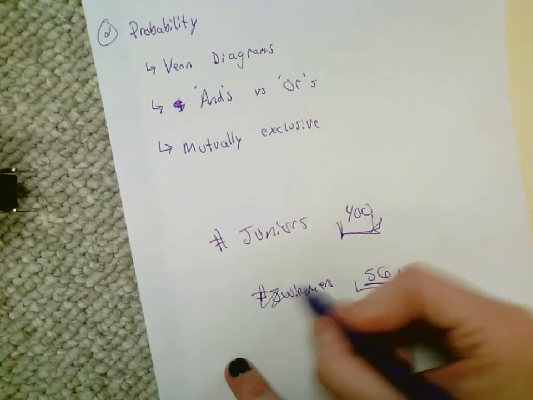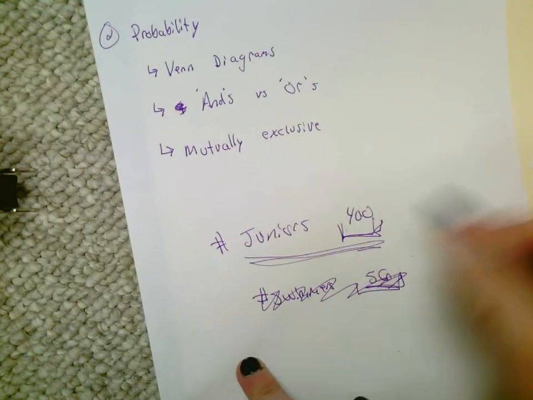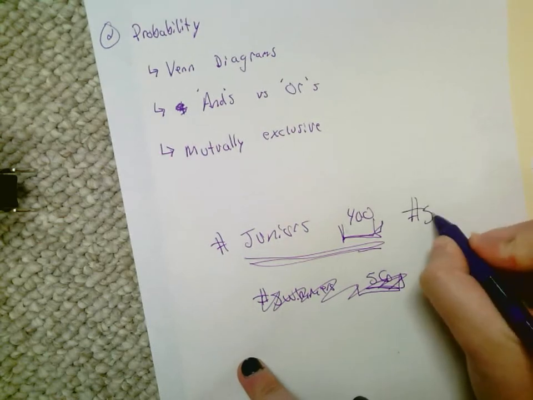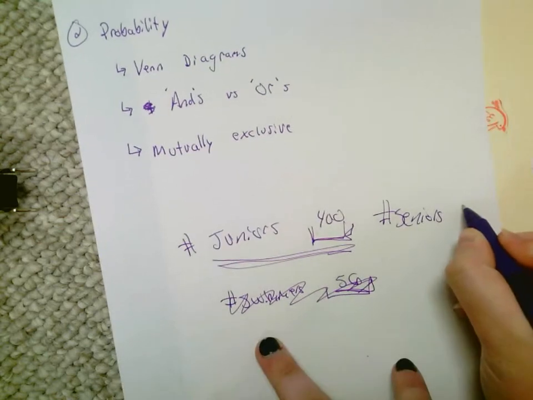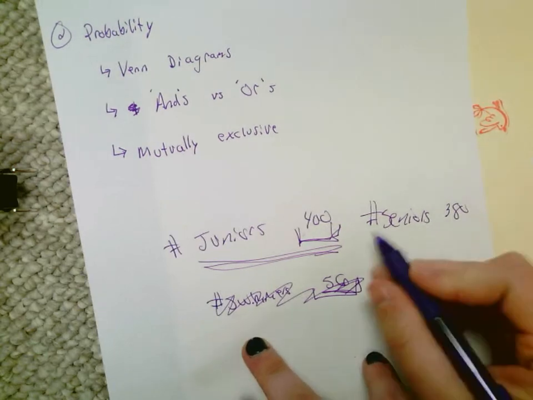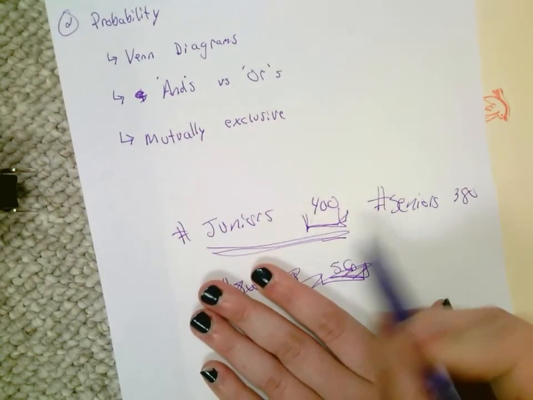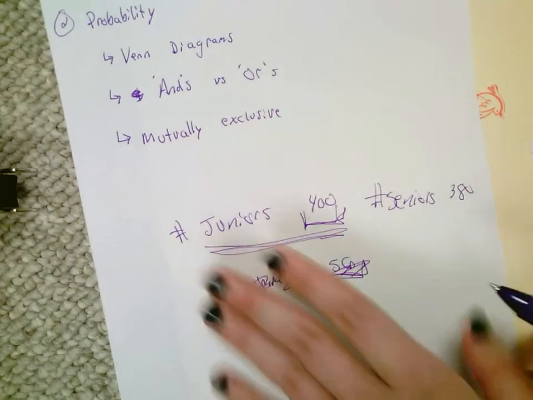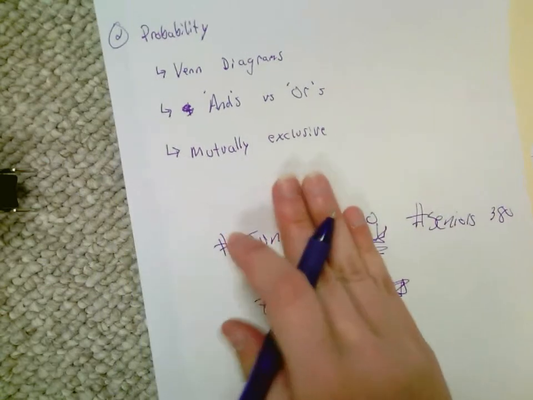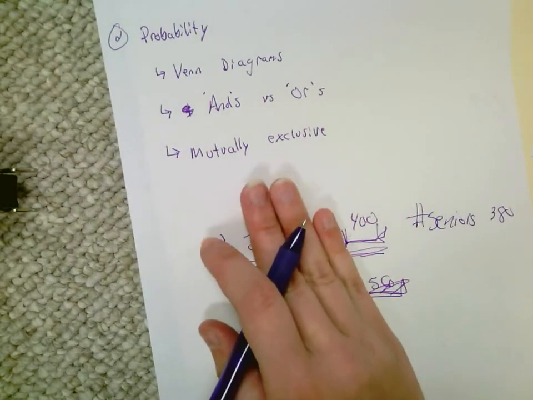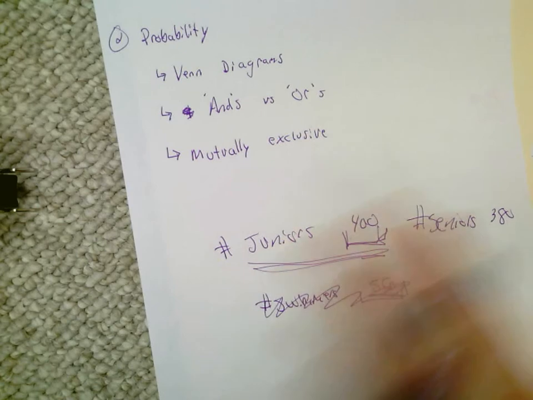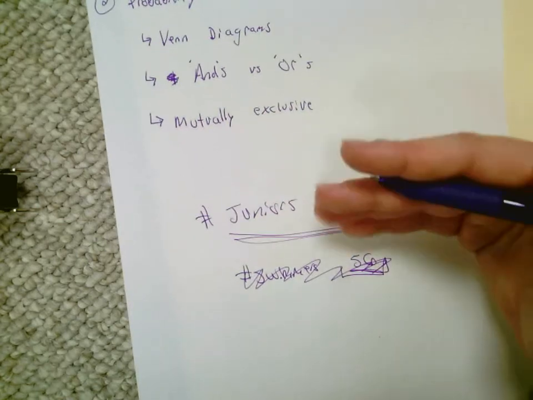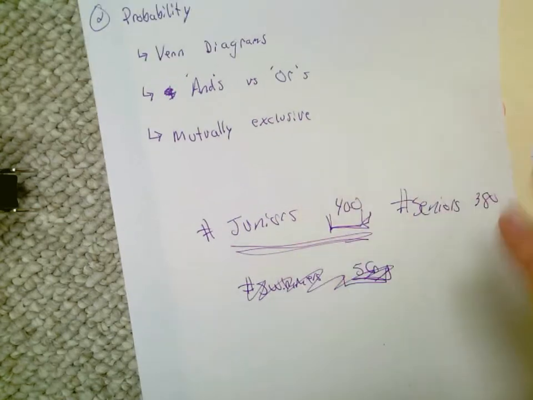But if I said, how many juniors do I have, and how many seniors do I have? Let's say 380, okay? These two events, juniors and seniors, are mutually exclusive. You can't be a junior and a senior. It's just not possible. So mutually exclusive events are usually two things that just cannot overlap. But if there is the possibility of an overlap, then they're not mutually exclusive. So always ask yourself, could there be an overlap?